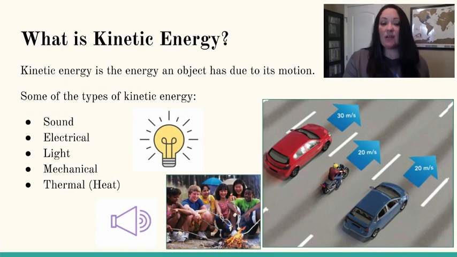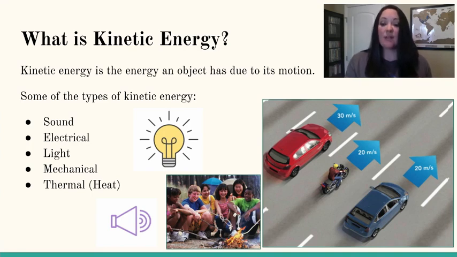Now, kinetic energy. It's the energy of an object due to its motion. So kinetic energy is something that is in motion or using that energy. Some of the main types of kinetic energy are sound, electrical, light, mechanical, and thermal. Now if you remember, thermal is radiation, conduction, convection. Those are all different types of heat transfer. So if you remember that lesson, you can start to put that idea together with the different types of kinetic energy too.